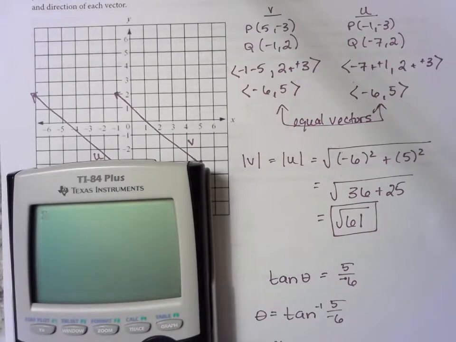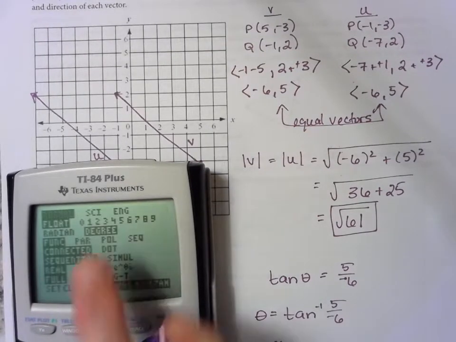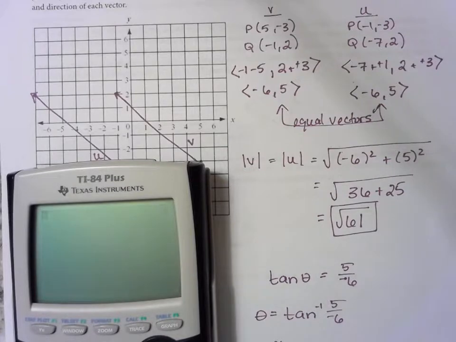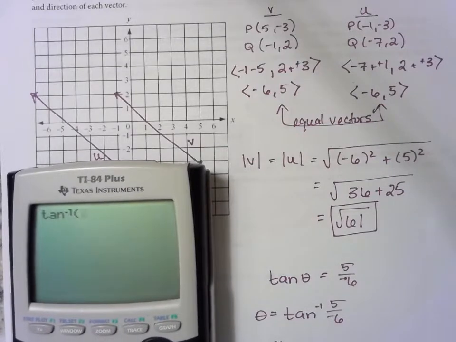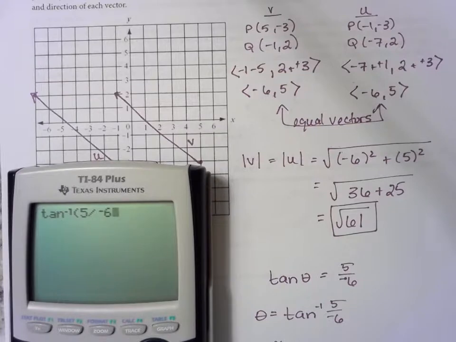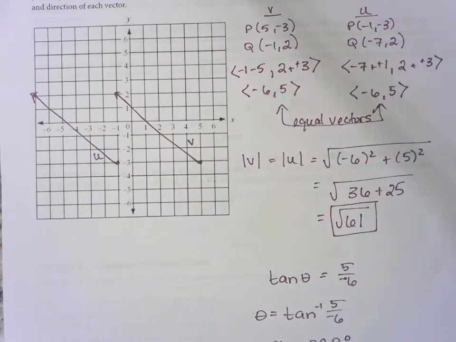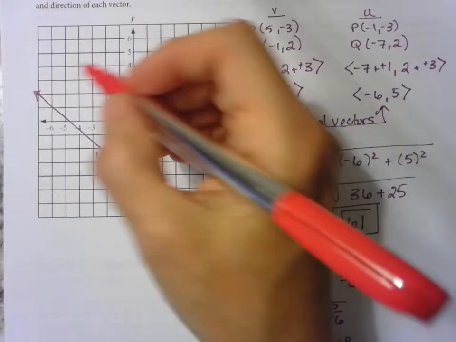Oh, I need to make sure I'm in degrees. Let's see. Yes, I'm in degrees. So we get approximately -39.8 degrees. Well, where is our position vector? Our position vector is at -6, 5.